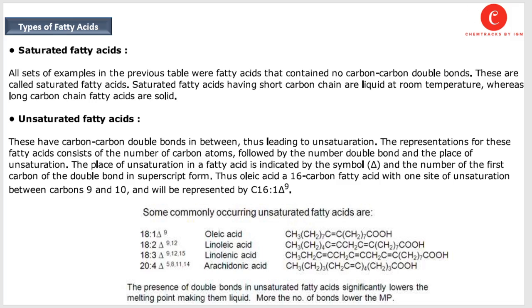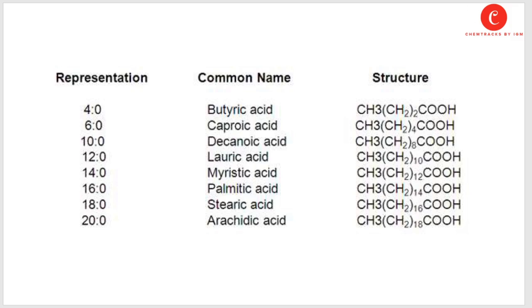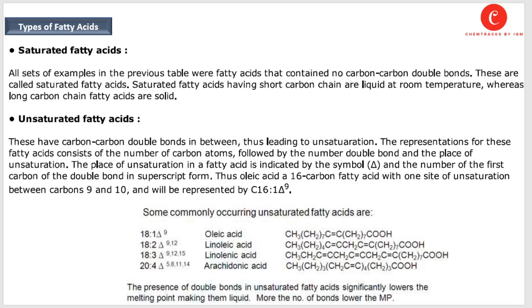On the basis of double bonds, there are two types of fatty acids: saturated fatty acids and unsaturated fatty acids. All the examples in the previous table were fatty acids that contained no carbon-carbon double bonds. These are called saturated fatty acids. Just as we discussed, butyric, caproic acid, decanoic acid, lauric acid, myristic acid, palmitic acid, stearic acid, and arachidic acid are common examples of saturated fatty acids. Saturated fatty acids having a short carbon chain are liquid at room temperature, whereas the long chain fatty acids are solid at room temperature.